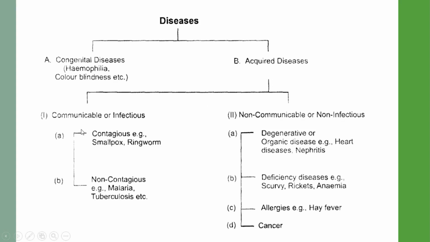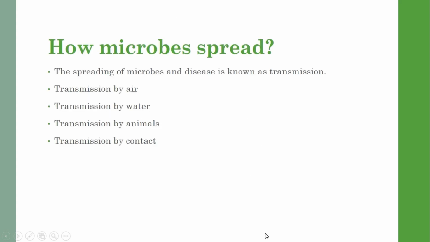The communicable or infectious diseases are also divided into two types, contagious like smallpox and ringworm, and non-contagious like malaria and tuberculosis. Non-communicable diseases are further divided into four types: degenerative or organic diseases like heart diseases and nephritis, deficiency diseases, for example, scurvy, rickets, and anemias, allergies like hay fever, and cancers.